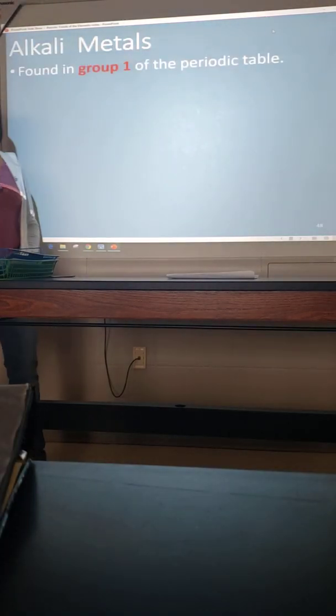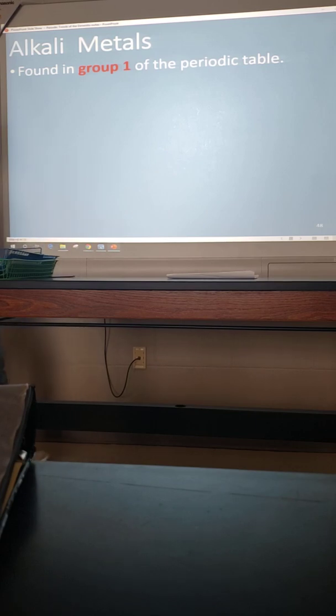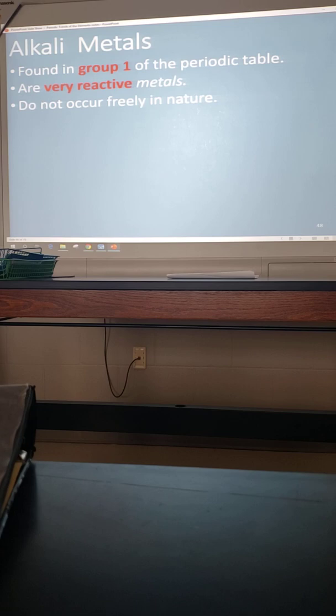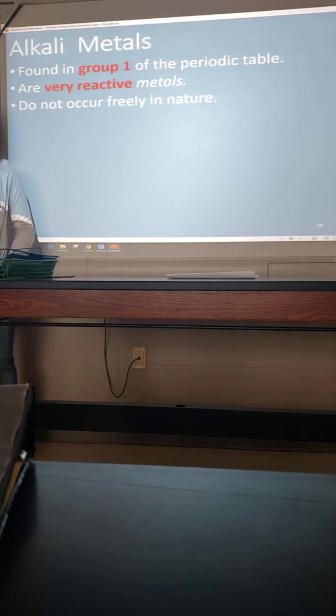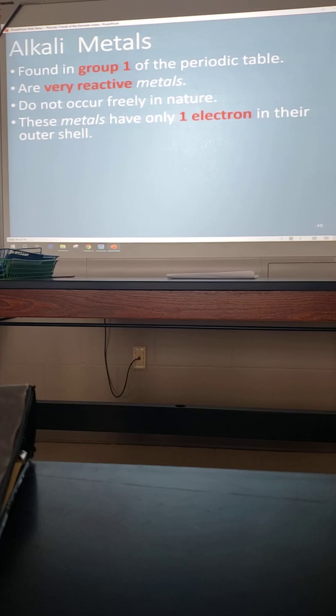Now, specifically, here's a couple more vocab words. The alkali metals. They are found in group 1. They are very reactive. Actually, they're the most reactive of all the metals. They don't even occur freely in nature because they react so quickly and so violently. As soon as they're there, bam, they're going to find something to react with.